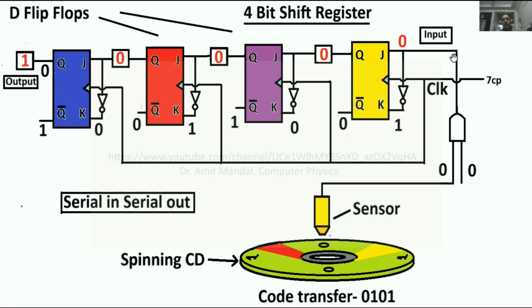Okay, so this type of data transfer, in which in a serial fashion the data is input to the shift register, and in a serial fashion the data is coming out, is called a serial in serial out shift register.